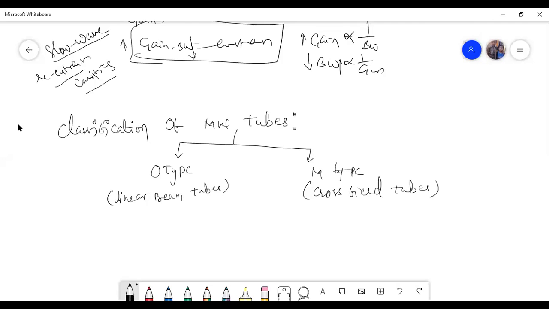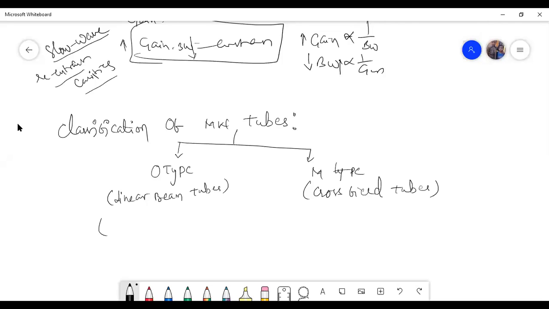Classification of microwave tubes, two types here: O-type tubes and M-type tubes. O-type tubes are also called linear beam tubes, and M-type tubes are cross-field tubes. In linear beam tubes, or O-type tubes, it's a beam. Nothing about field components here, electric field and magnetic field. We know that when you go for the microwave or electromagnetic wave, it is having two field components, electric field and magnetic field, and those two are perpendicular to the wave propagation.